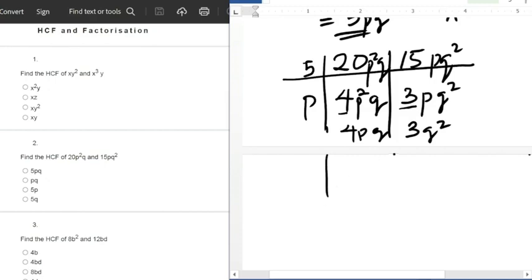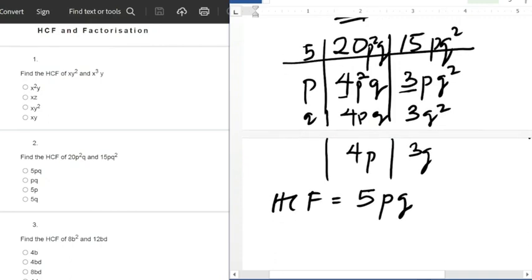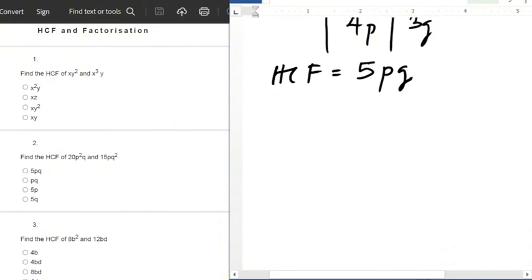What is common next is q. This will be 4p, and this is going to be 3q. So there's nothing that can go again. That means the ACF will then be equal to 5pq. I hope this is very clear. So move to the next question, question number 3.